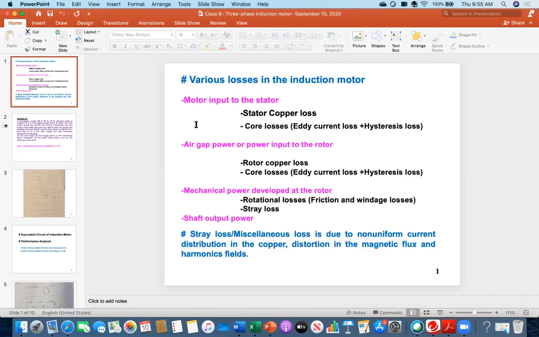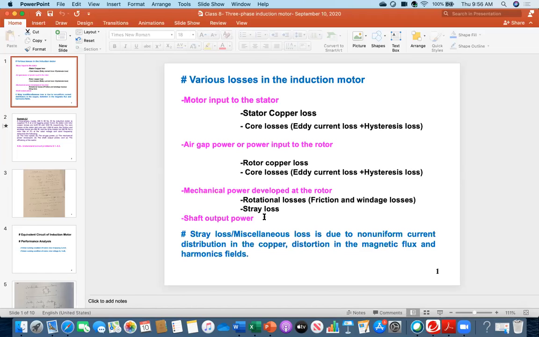So therefore you see, everybody see the flow from here, motor input, and then this is the shaft output power. So this is the actual output power. Sometimes in some books you might find that this mechanical power, before subtracting the rotational losses and stray loss, is called the output power, but the actual shaft output power is this one, after subtracting the rotational losses.